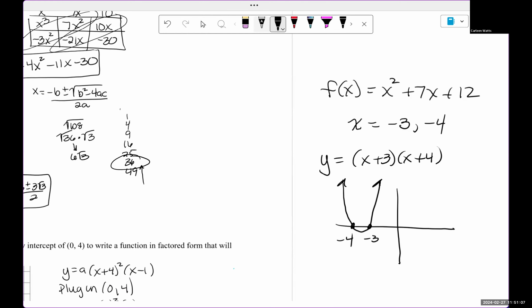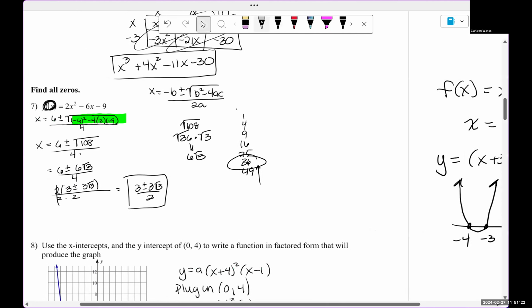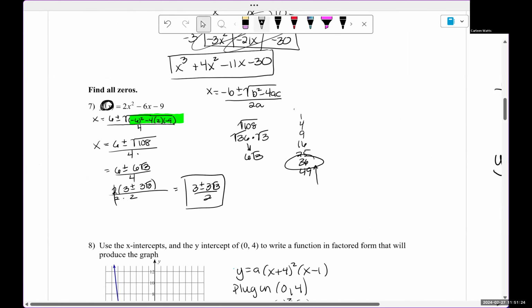It turns out that in future classes, the x-intercepts are super important. That's why if we can factor, we can get the x-intercepts. If we can't factor, we need quadratic formula. Okay.